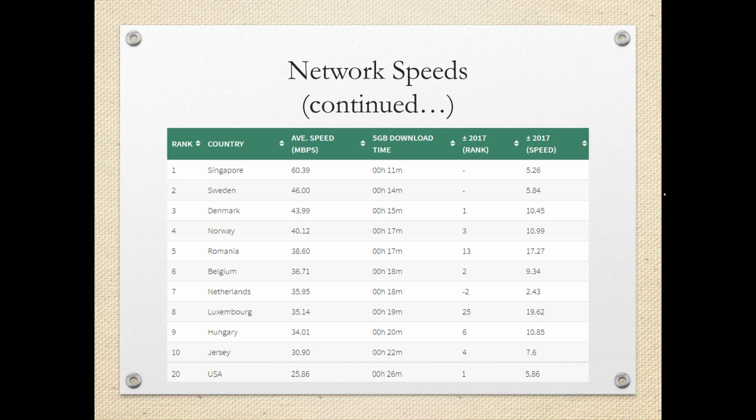Now, continuing with network speeds by country, these are the ranks from 2018, and you can see whether they changed from the previous year in 2017, if they went up or down. And this is the average speed. So this is not the fastest speed available. You have to average in the fastest with the slowest and how many people have each of those types of internet. So it comes out to an average.